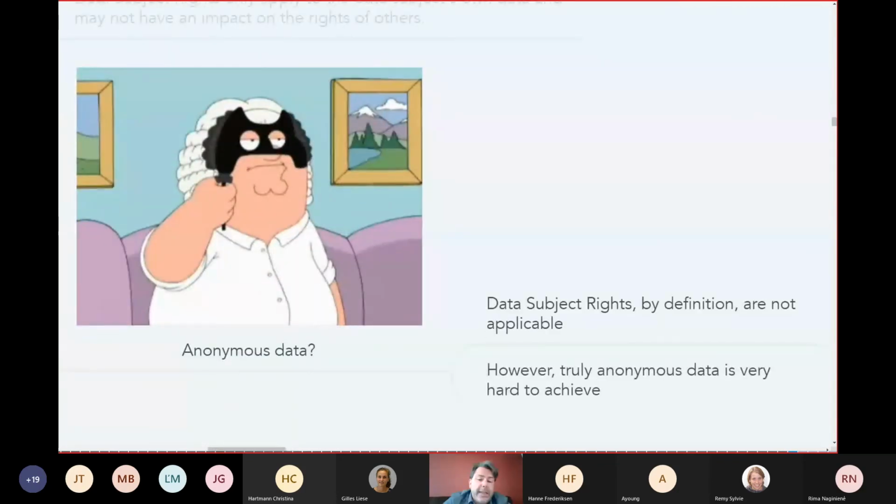Now, what do you do in case your data is anonymous? Well, it's very easy. By definition, anonymous data is not personal data, so it's not subject to the GDPR, and the data subject rights, by definition, are not applicable. However, if you followed my awareness session about anonymous data, then you should also know that in practice, truly anonymous data is very, very difficult to achieve. In practice, it will be only achievable if you aggregate data to a quite extensive level and so on. So in practice, it's very difficult to claim that your data is anonymous.